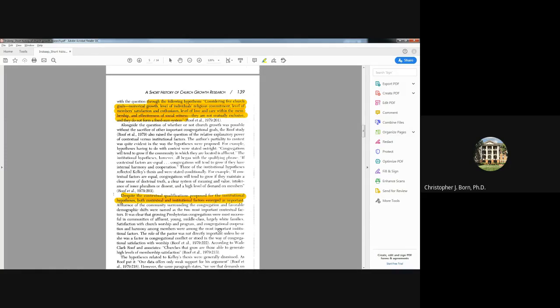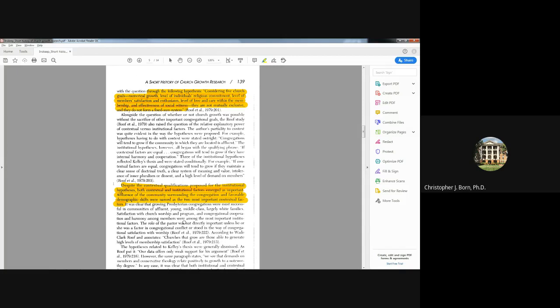Okay. So what are these? The first contextual factor is affluence of the community surrounding the congregation and favorable demographic shifts. These were the two most important contextual factors that were coming into play. So affluence and demographic shifts. And so if you're going to start a new church, where are you going to do it? Later on, the article talks about having it easily accessible by a highway or by main roads. So those are focusing on these contextual factors with the affluence.